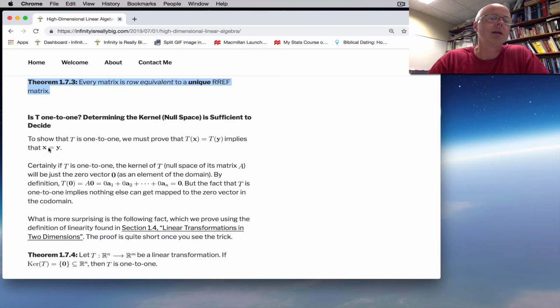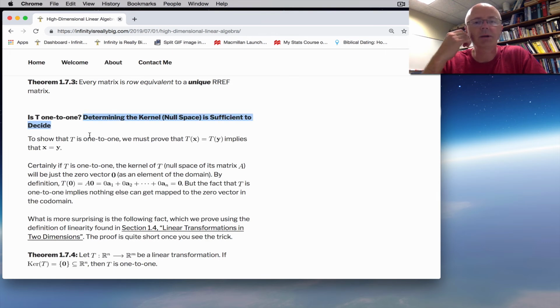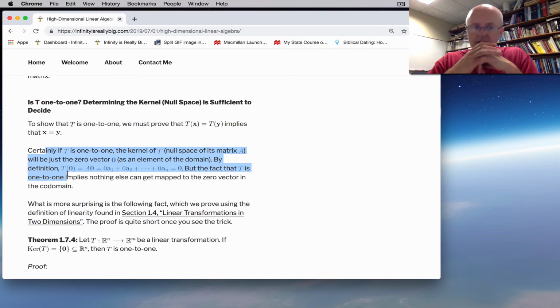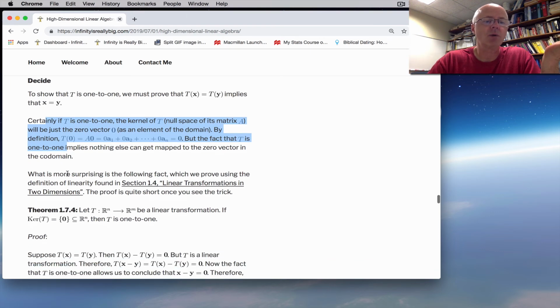Okay. Next is, is T 1-to-1? It's going to turn out that we can decide the answer to that question by determining the kernel or null space. That's actually an important fact, that just looking at the kernel is enough. Certainly, first of all, if T is 1-to-1, the kernel will just be the 0 vector. There will be nothing else in the kernel, because certainly 0 gets mapped to 0. And secondly, being 1-to-1 means nothing else will get mapped to 0, because otherwise it wouldn't be 1-to-1.